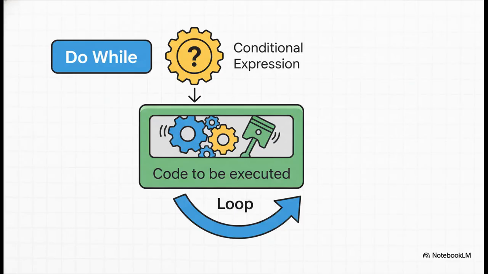And you know the best part is just how simple it is. You just write do while, and then right after it in parentheses, you put your condition. That's the question the computer asks itself. Then you put the code you want to repeat, and at the very end, you just write loop. That single word tells the computer, okay, go back to the top and check that condition again. It's a really clean, straightforward structure.